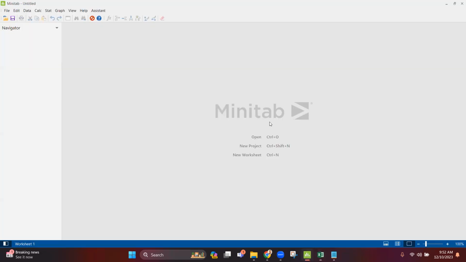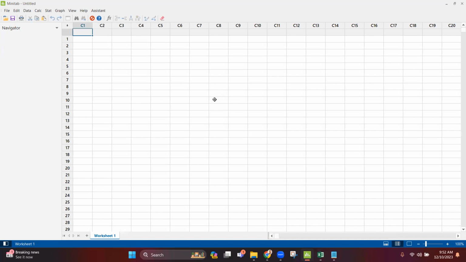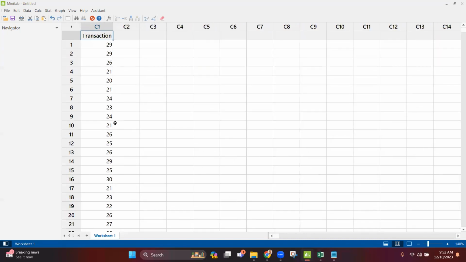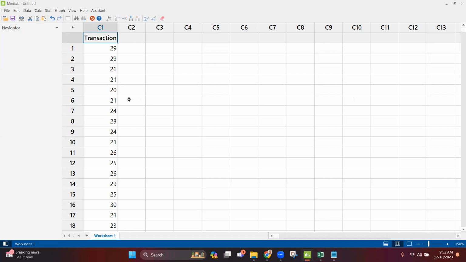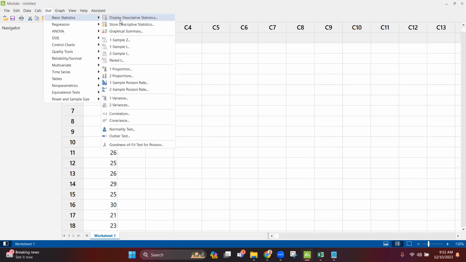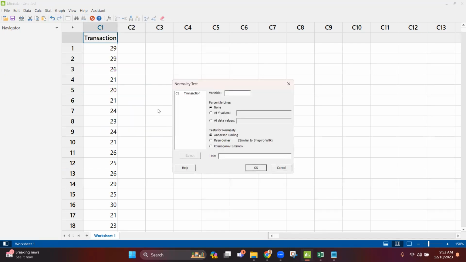Let me open Minitab. So the normality of the data, how do we check? I just paste this data here in Minitab. Normality we always check with the help of the Anderson-Darling test. If the p-value of the Anderson-Darling test is less than 0.05, then the data is not normal. And if the p-value is greater than 0.05, then the data is normal. So we will go to Stat, Basic Statistics, and here is the Normality Test. Anderson-Darling is selected. You can see here test for normality, double click on your data and click OK, and the test is ready.